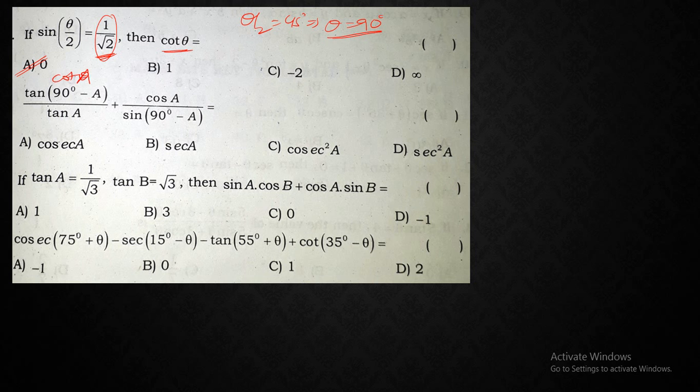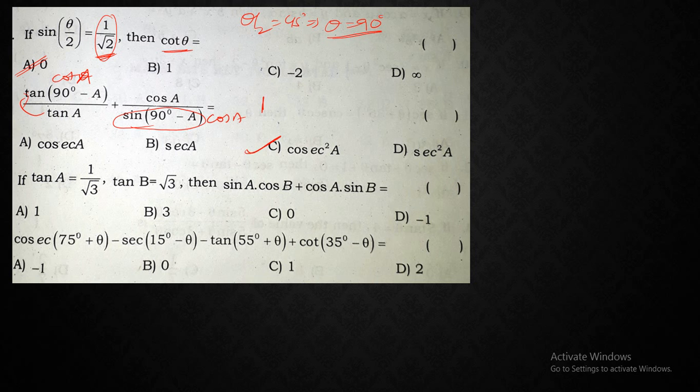Next, tan of 90 minus A is cot A. So cot A by tan A, and then cos A by, so what is this? Sin of 90 minus A is cos A. So cos A by cos A is 1. Next, this tan, if I take it to the numerator, it becomes cot square A, right? Cot square A plus 1. So 1 plus cot square A is cosecant square A. So the answer is cosecant square A.